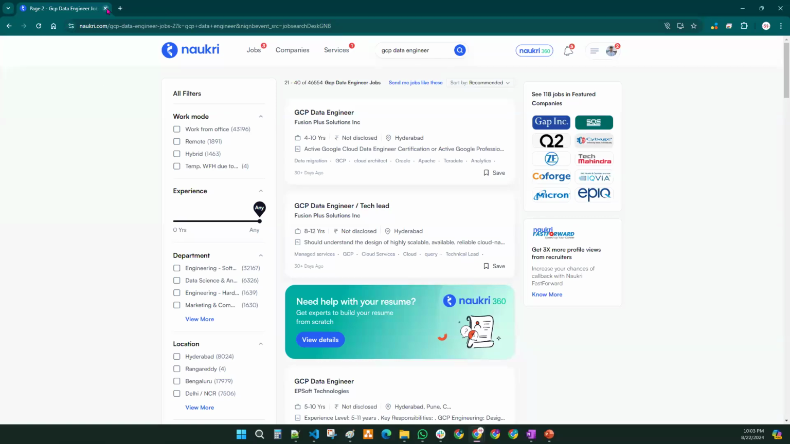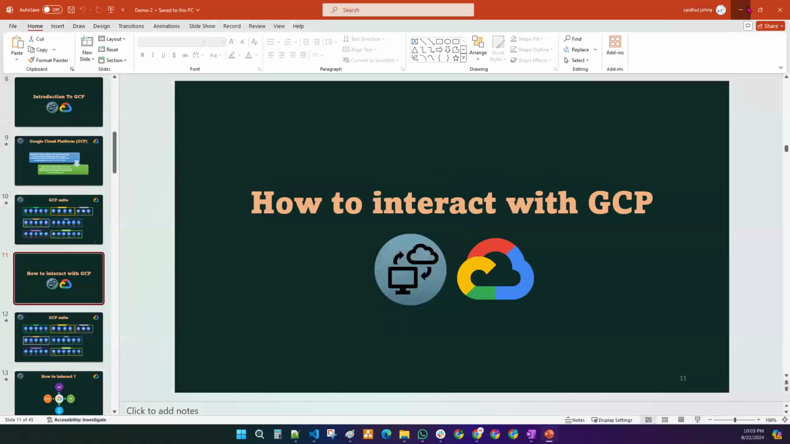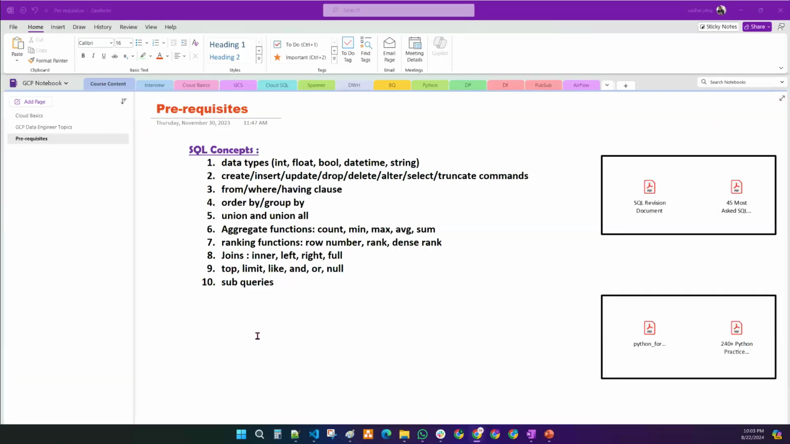Sir, what is the service for data ingestion in GCP? So you have Data Fusion. You can also use Data Transfer Services, and Pub/Sub also for streaming data ingestion. Yeah, plenty of services are there. You can also use some kind of external tools for that, like external ETL tools.